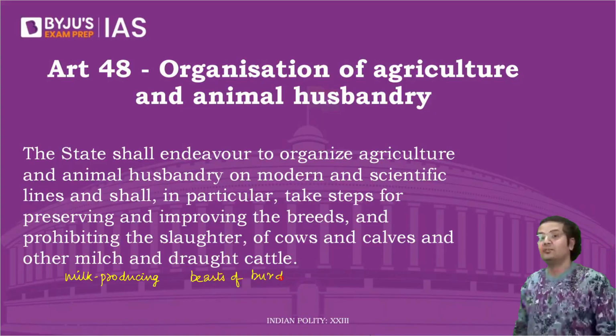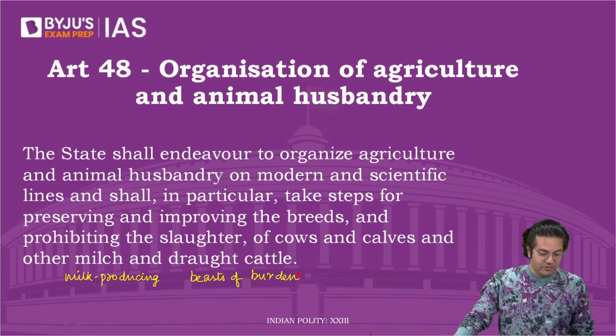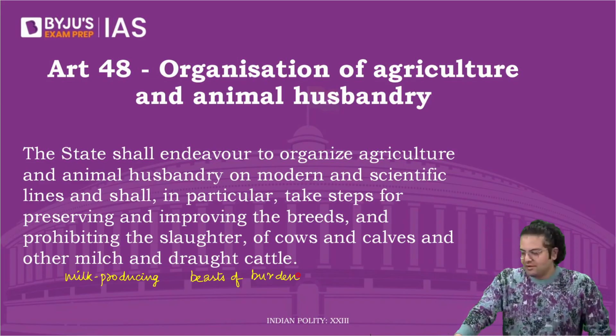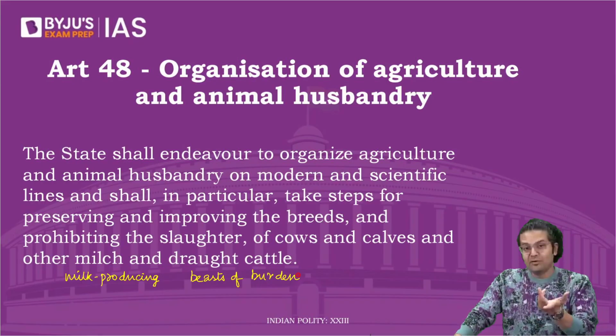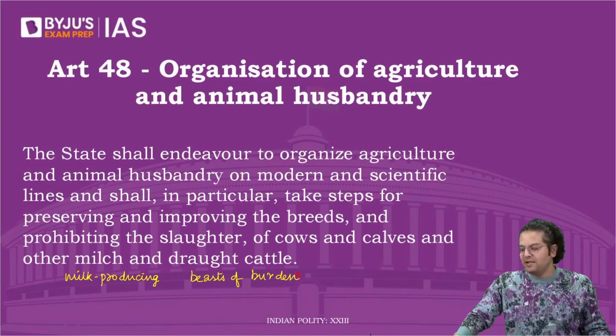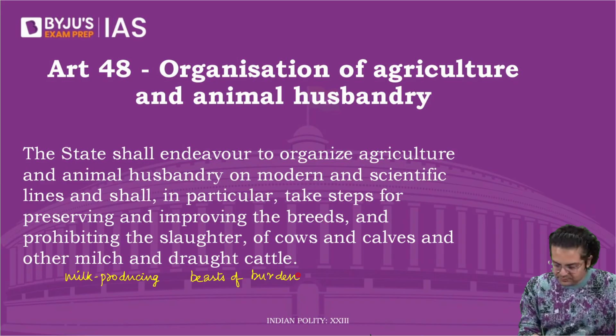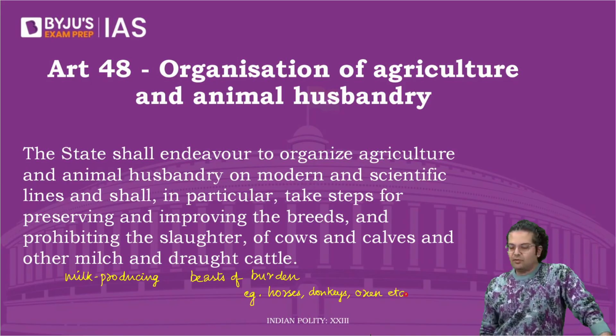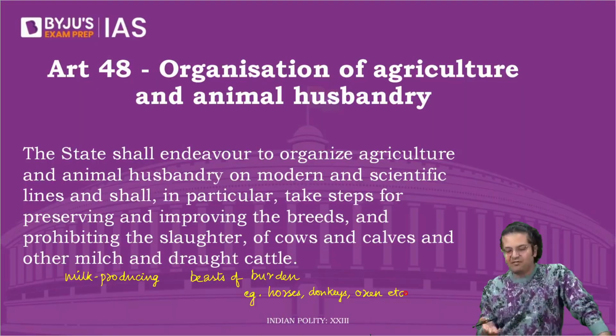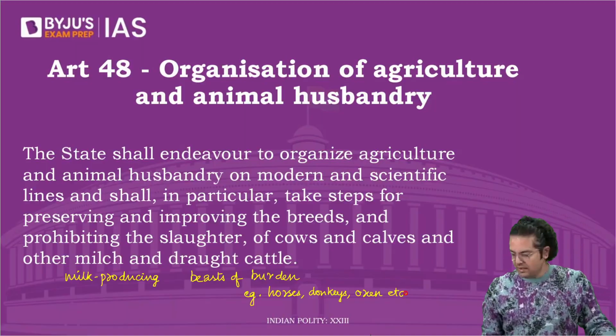Like when your relatives come to your house, you become the draught cattle in the house, taking all their luggage, etc. Or when you have to win somebody's heart, then what do you do? Become the draught cattle for them. Beast of burden. For example, horses, donkeys, oxen, etc. Yes, camel also. Yeah, there are various examples. So, this is Article 48.